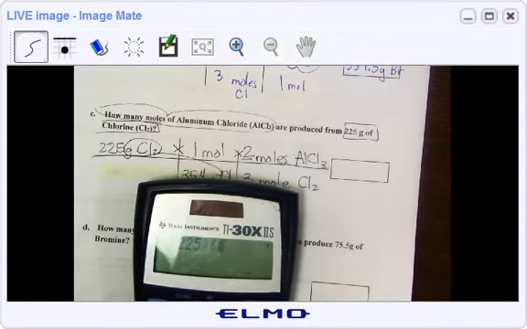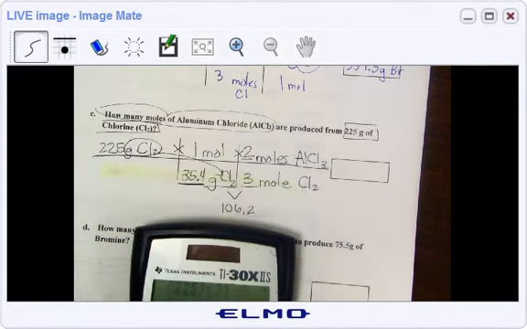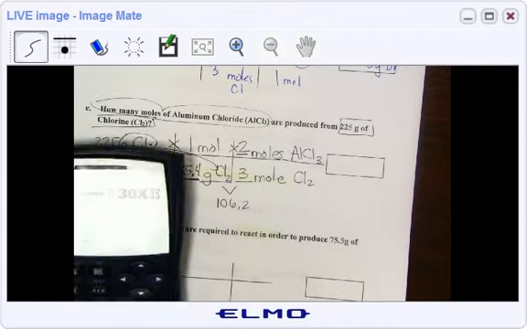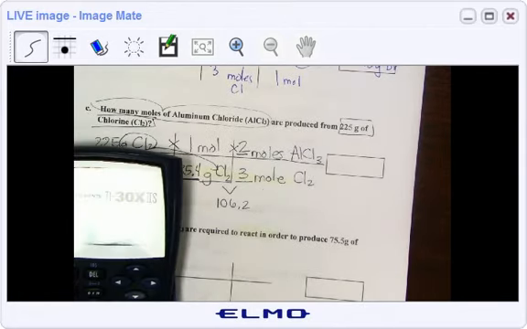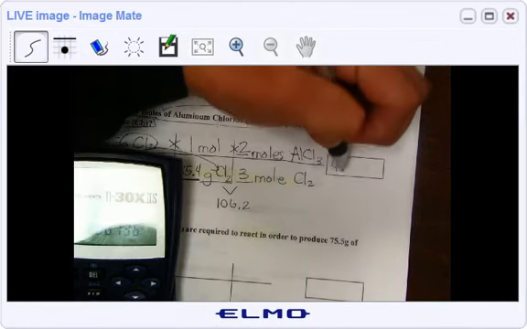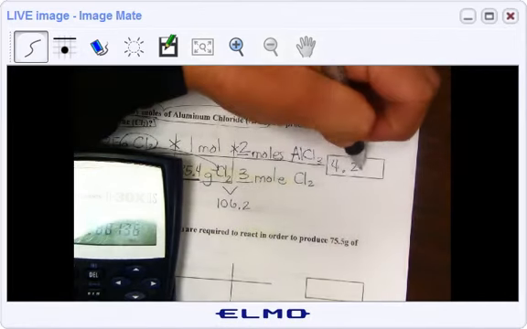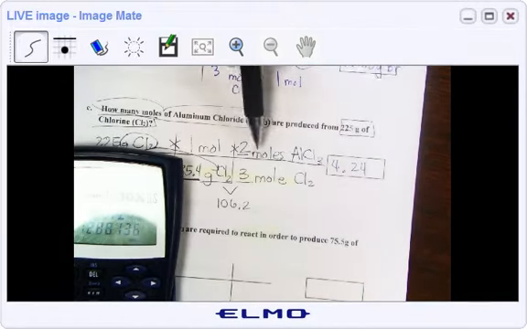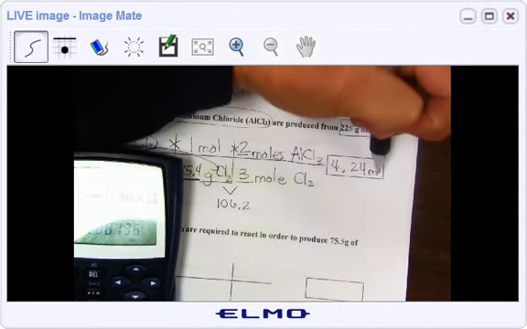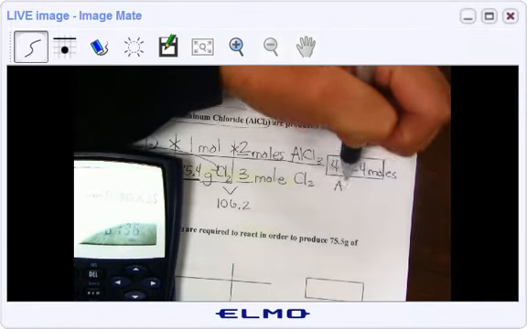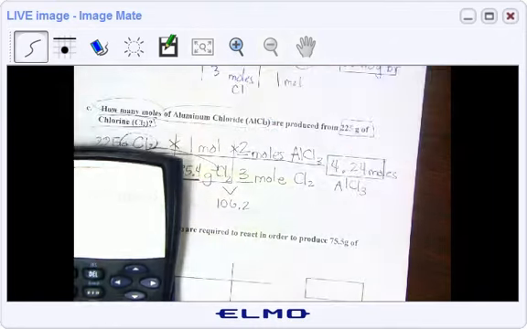225 times 2. That gave me 450, and I'm going to divide by the bottom, which we said was 106.2. My final answer is 4.24 moles AlCl3.